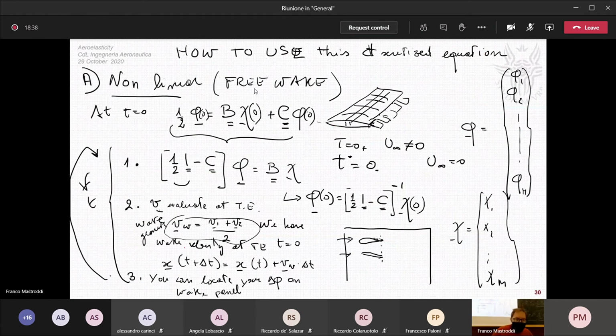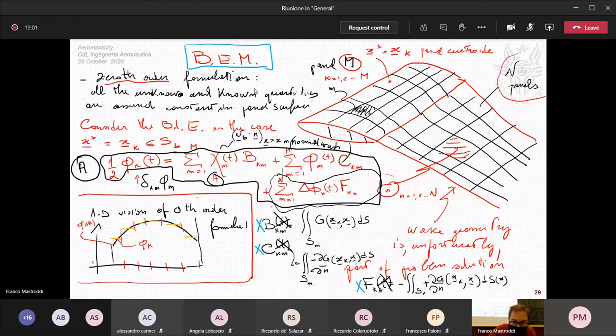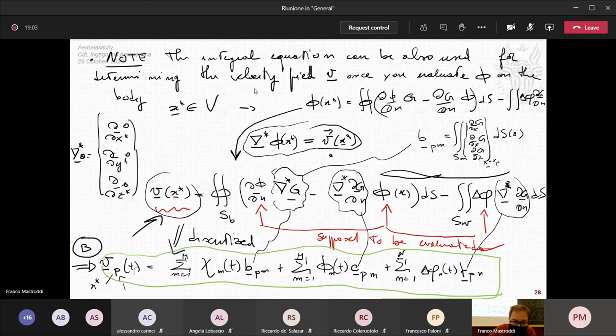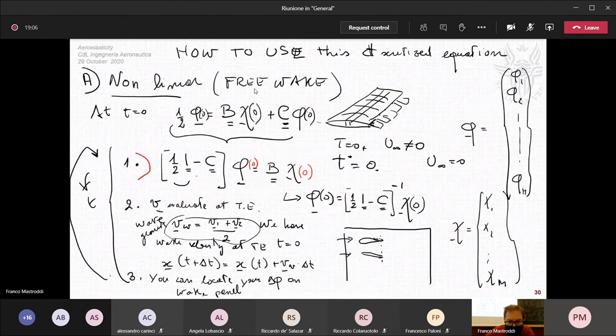So, excuse me, we have this step 1: find phi at a time t equal to 0. So this is phi in 0, and this is in 0. Okay? And so for t equal to 0, we don't have any kind of wake term like f coefficient. So at this time, once you know the boundary condition, you can evaluate phi simply by inverting this matrix, 1/2 I minus c to the minus 1.